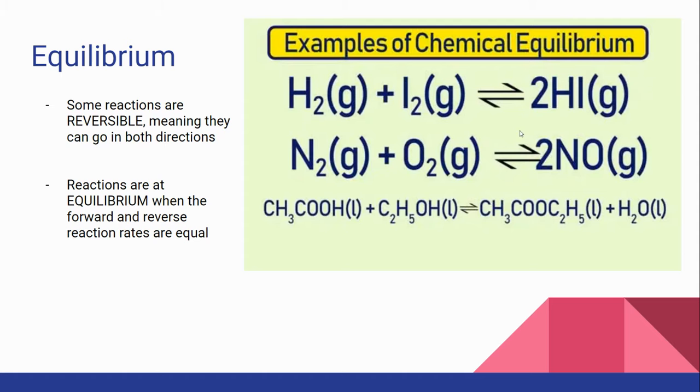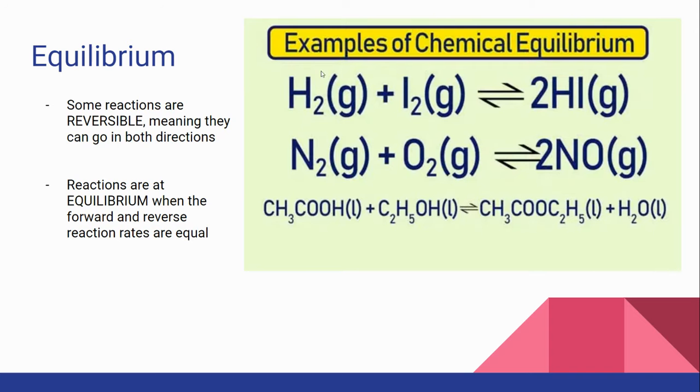So if a reaction starts with just H2 and I2, we don't have any HI to begin with. What will happen is those H2 and I2 will react and start forming HI, and keep forming HI. As they're forming HI, some of the HI will go back to H2 and I2.